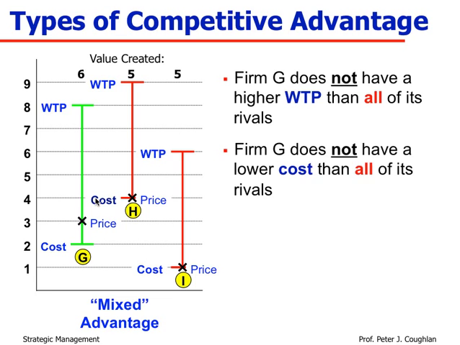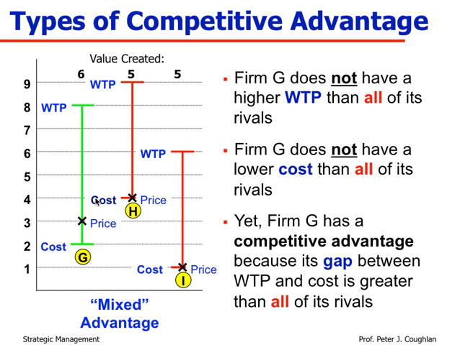Firm G also does not have a lower cost than all of its rivals. It's got a lower cost than firm H, but not lower than firm I. So it has neither the highest willingness to pay among the options, nor the lowest cost. Yet firm G has a competitive advantage because its gap between willingness to pay and cost is greater than all of its rivals.